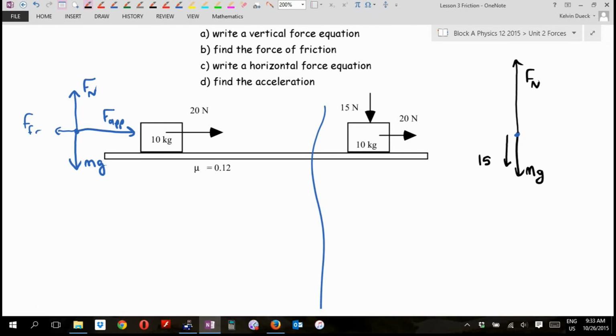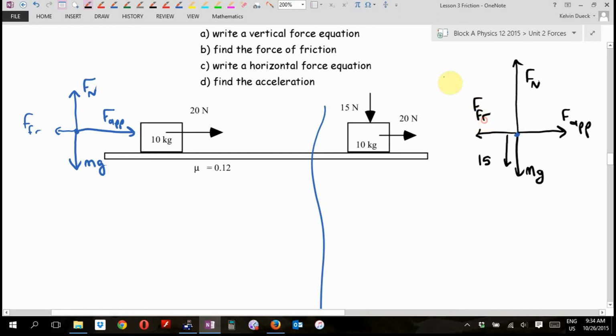Okay. Let's keep going, Jake. What else? I totally agree. 20 to the right. I'll call that F applied. What else? Which way? And I deliberately drew this friction arrow a little longer than this one because I'm pretty sure friction is bigger. Why? Because the normal force is bigger and friction is mu times the normal force. In fact, we may find out that friction is so big that this won't move.